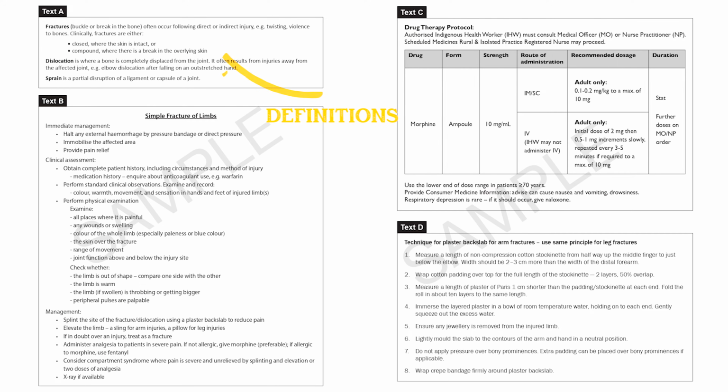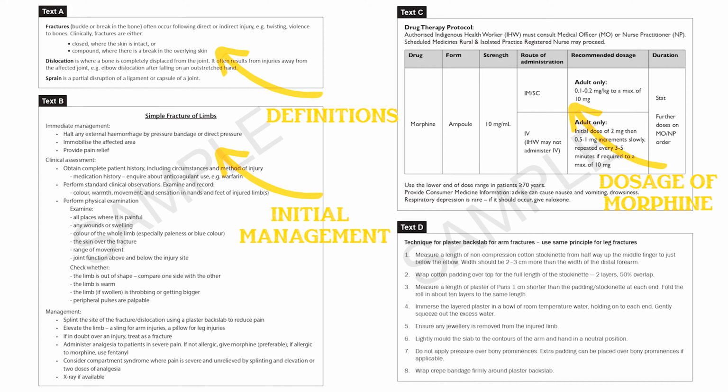fractured leg. In 2 or 3 minutes, you quickly go through the 4 paragraphs and understand the correlation between them. The first paragraph will have definitions of a fracture or a dislocation. The second paragraph will have initial management of a fracture. The third paragraph will have the dosage of morphine and pain relief medications you give to the patient, and the fourth paragraph will have the techniques of application of plaster.